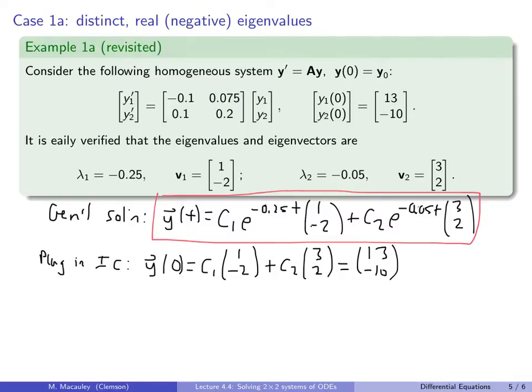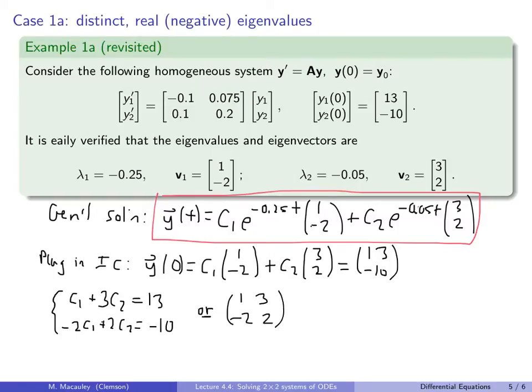So this gives us a system. C1 plus 3C2 equals 13. Negative 2C1 plus 2C2 equals negative 10. That's the old way to write it. Or, of course, if you want to write this in matrix notation, it's [1, 3; negative 2, 2]. I'm just copying these 4 entries into here. And times (C1, C2) equals (13, negative 10).